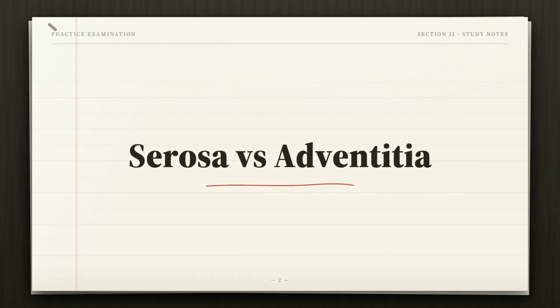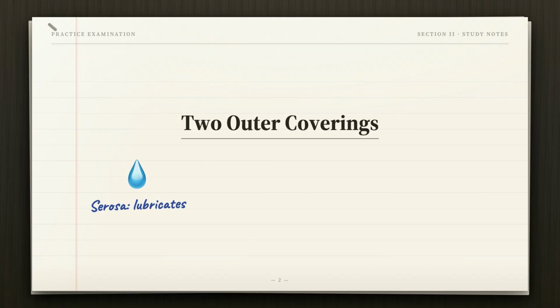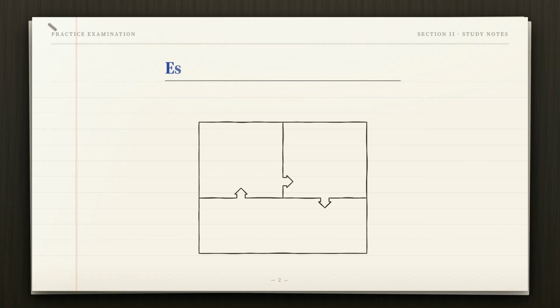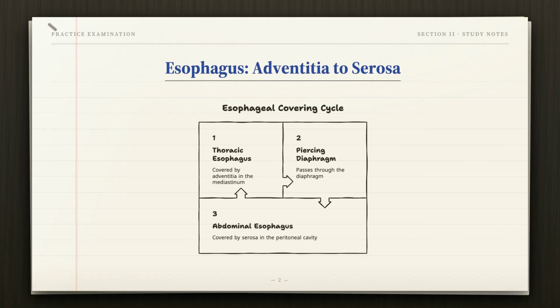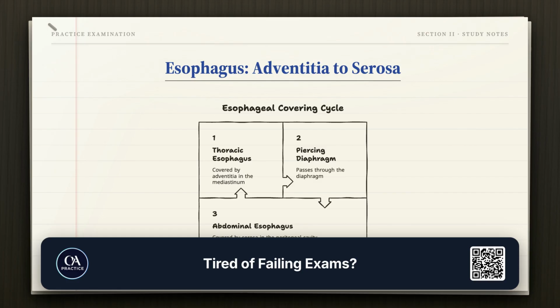The outermost layer of an organ is not always a serosa. Whether it becomes a serosa or an adventitia depends on one thing. Does the organ hang free within a serous cavity, or is it bound to surrounding structures? A serosa is a serous membrane, thin connective tissue covered by mesothelium, secreting fluid so organs can slide against each other. An adventitia is fibrous connective tissue that merges with neighboring structures to hold an organ firmly in place, with no fluid involved at all. The thoracic esophagus runs through the mediastinum, a crowded space with no serous cavity, so its outer layer is adventitia.